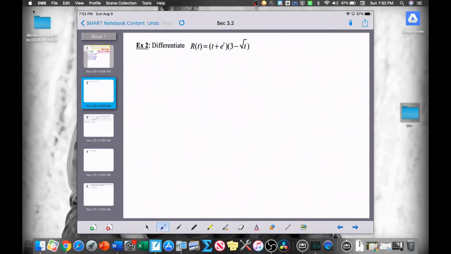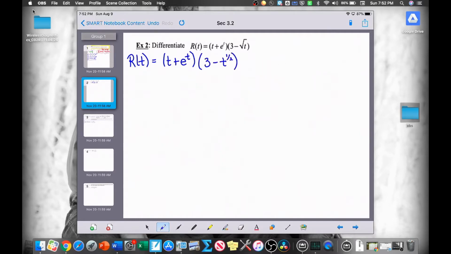Example 2, once again, we have two functions that are being multiplied together. So I will start the same way I started the last problem. I've got t plus e to the t times, and then 3 minus the square root of t, which I'm going to write as 3 minus t to the 1/2 power.